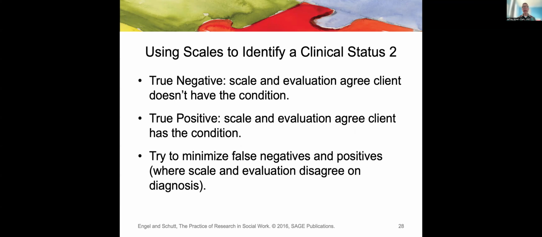So you've got a true negative. This is where both your scale and your clinical evaluation agree that, nope, the person does not have depression or does not have the condition. A true positive would be the opposite, where both the scale and your clinical evaluation agree that, yes, this person has the condition. At the same time, you want to minimize the false negatives or false positives, where there's a disagreement on the diagnosis, where the scale and the evaluation don't agree. So you're trying to get them as close as possible.